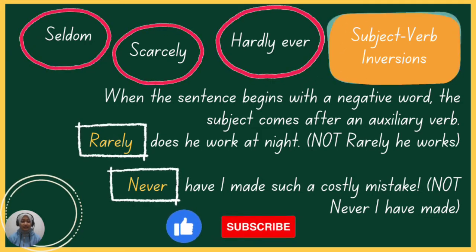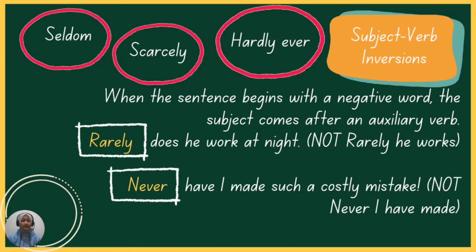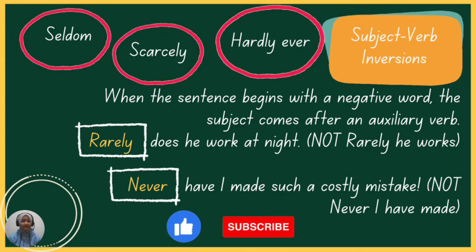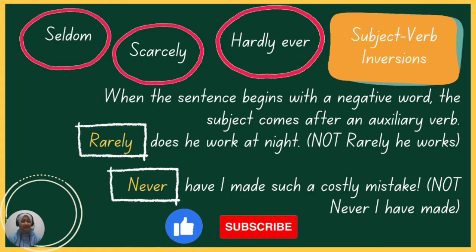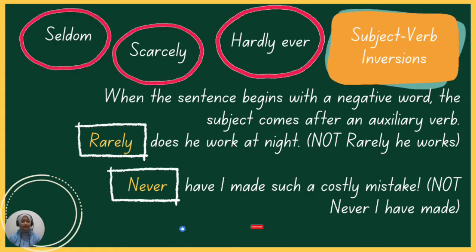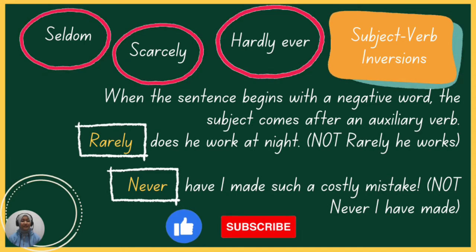Okay, let's look at the example. Rarely does he work at night. This is an affirmative sentence. Ya, tetapi bentuknya seperti question, seperti direct questions ya.